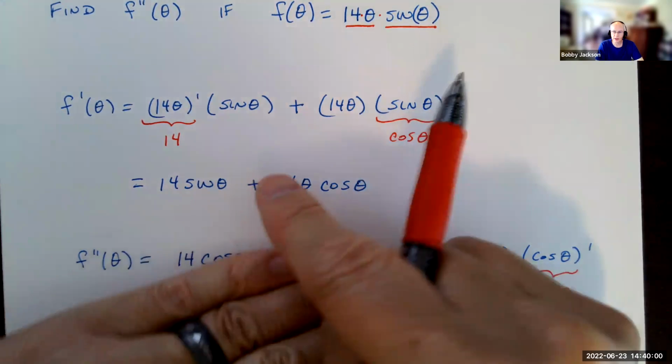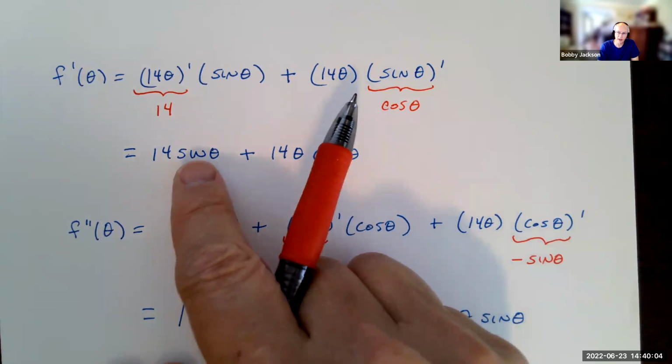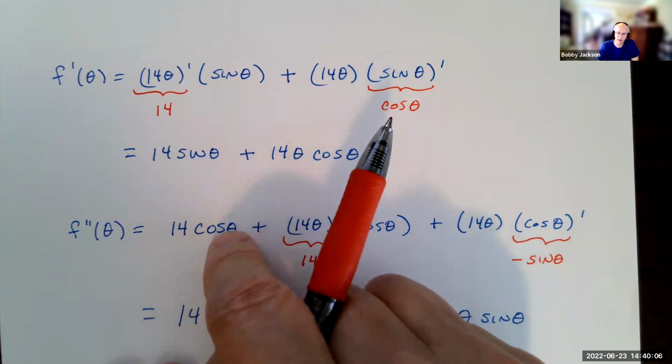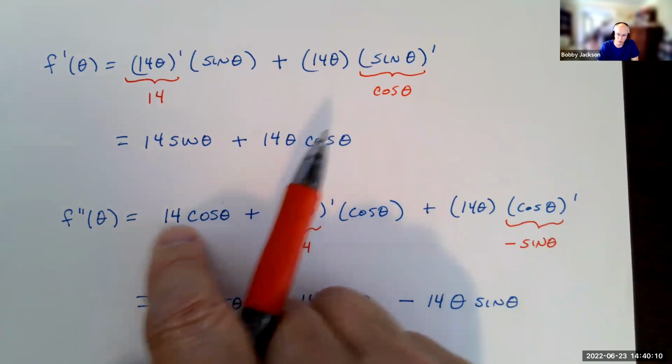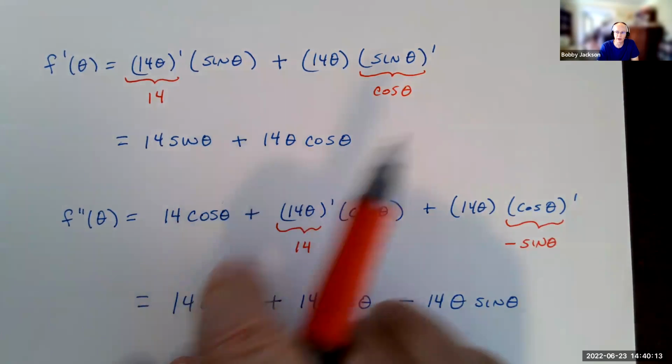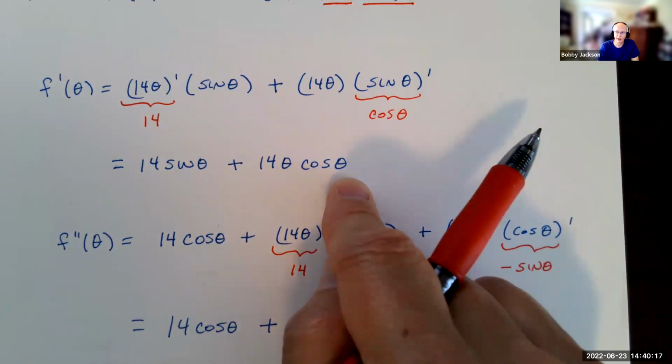Okay, well, when I take the derivative of this, I'll get the second derivative. The derivative of 14 times sine of theta is 14 times cosine of theta. Again, the derivative of sine of theta is cosine theta. 14 is just a constant multiple. So, using the constant multiple rule, we just pull that out, multiply it by the derivative of sine, which is cosine. Here, I have a product rule again.